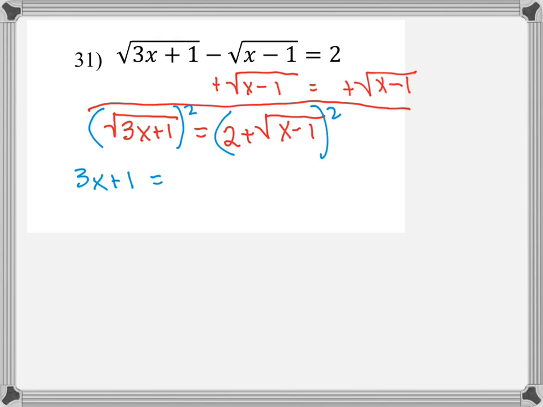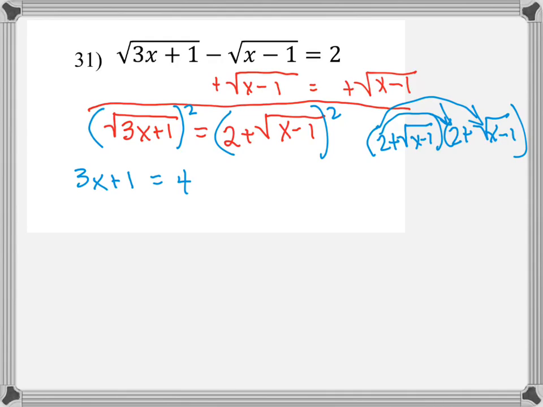But it is a little more complicated squaring the right-hand side, because this means we are multiplying 2 plus the square root of x minus 1 times 2 plus the square root of x minus 1. Distributing, we get 2 times 2 is 4. 2 times the square root of x minus 1 is 2 times radical x minus 1. The square root of x minus 1 times 2 is again 2 times the square root of x minus 1. And then the square root of x minus 1 times the square root of x minus 1 is x minus 1.